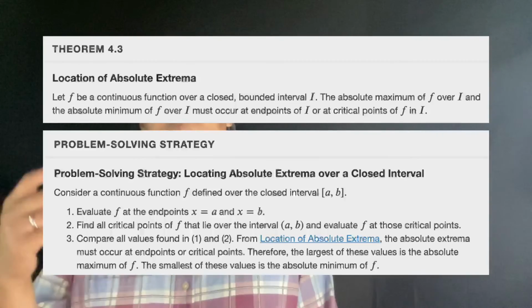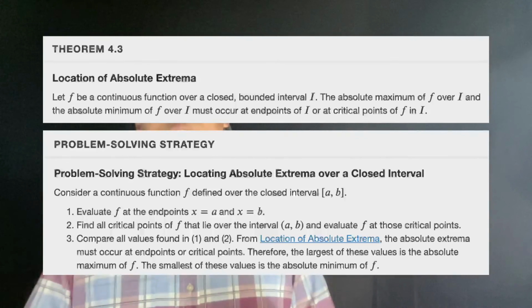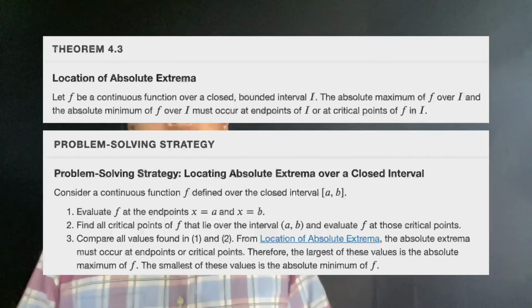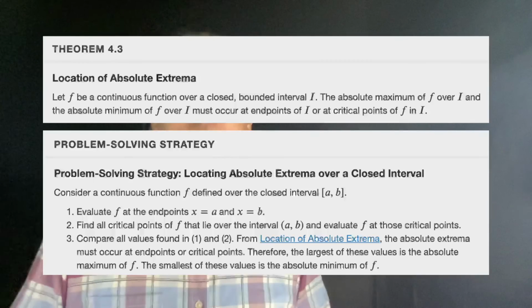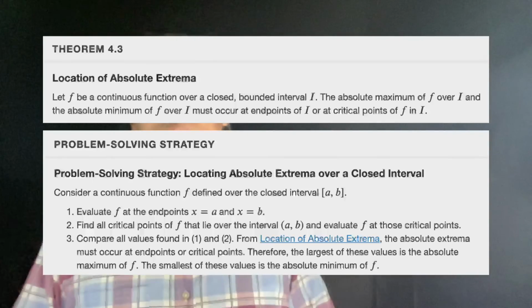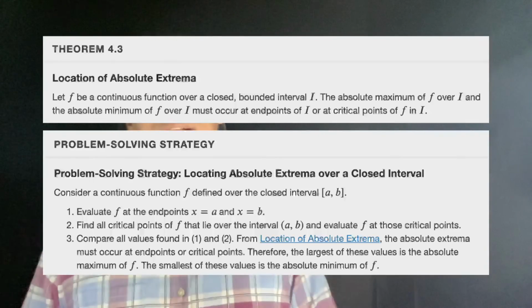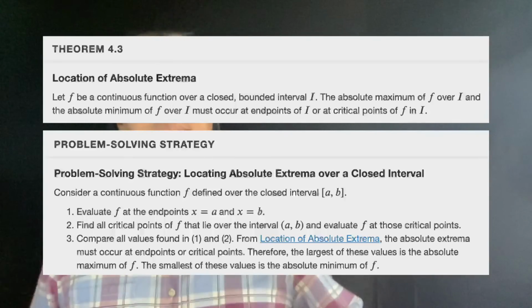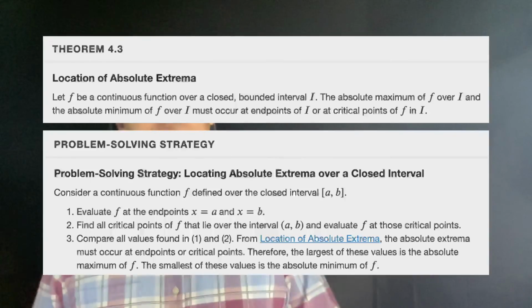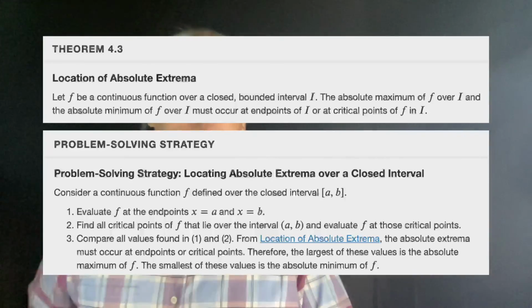Between the endpoints and the critical points, we just have to figure out which gives us the largest value and which gives us the smallest value. Those will be our absolute maximum and minimum within that closed interval. And remember that we're guaranteed a maximum and a minimum within these closed intervals. This is how you would be able to find them.